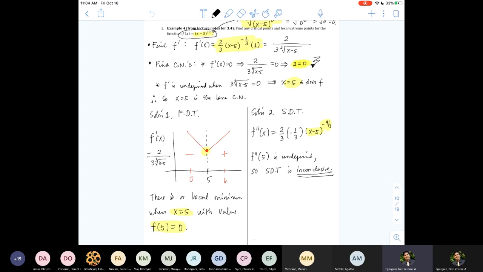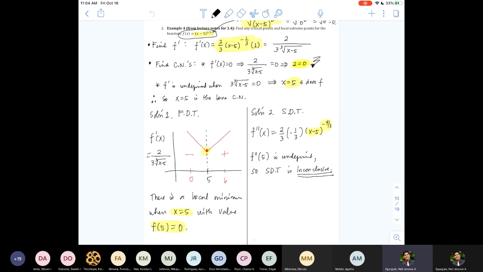Oh, by the way, oh yeah, I remember this one now. Actually, the second derivative test will be inconclusive. So they will give the same answers, but in this example, the second derivative test is inconclusive. So you will have no choice but to use the first derivative test. But if the second derivative test happens to be conclusive, or it gave us a conclusion, then it will have the same answer as the first derivative test, right?